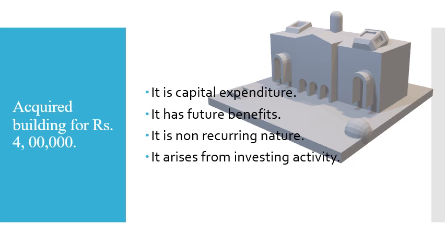Why is it a capital expenditure? Because it has future benefits, it is non-recurring in nature, it is heavy expenditure, and it arises from the investing activity. As we have seen earlier, there are three types of activities. First is revenue activity, which is the business operations. Second is investing activity, that means purchasing or selling of assets. And third is financing activity, that means raising capital, loans and funds, etc.